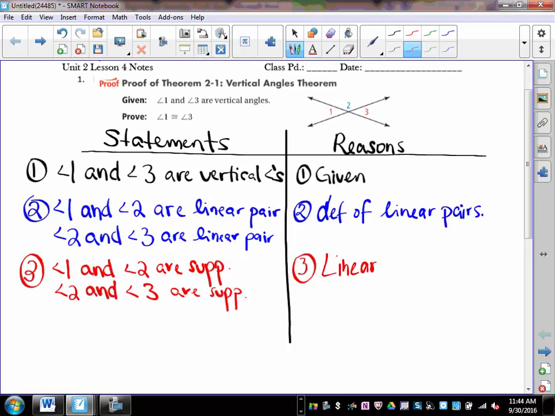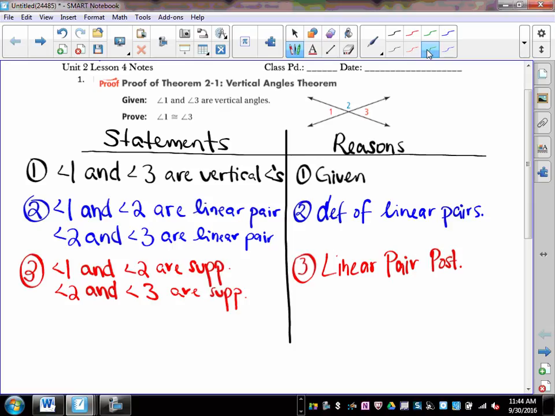If you forget the title, that's perfectly fine. Just state what it says. You can write instead, linear pairs are supplementary. Perfectly fine. God bless you. It was a muffled sneeze. Alright, so by linear pair postulate, we know those 2 sets are supplementary.